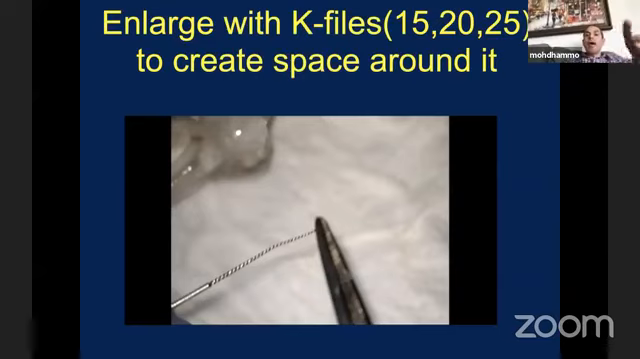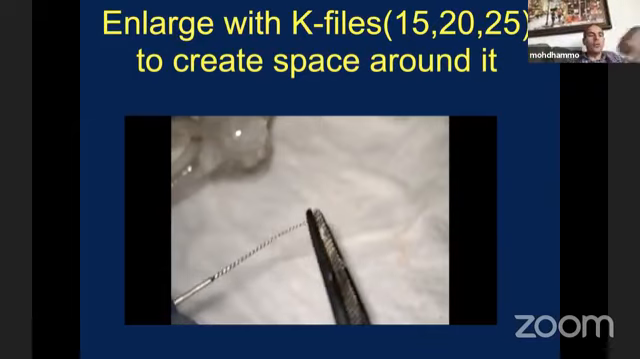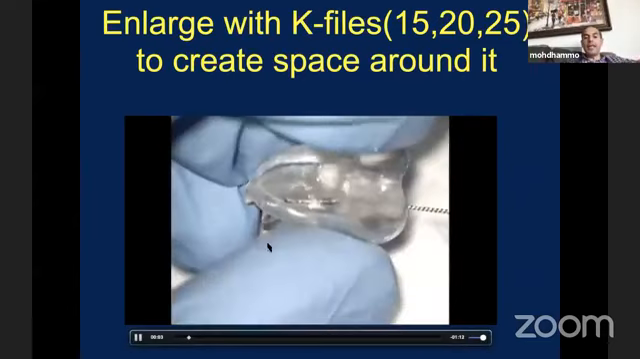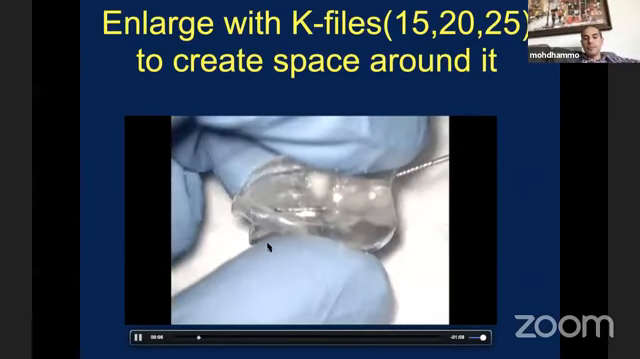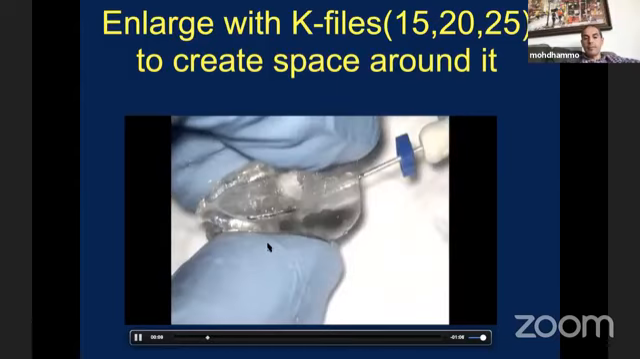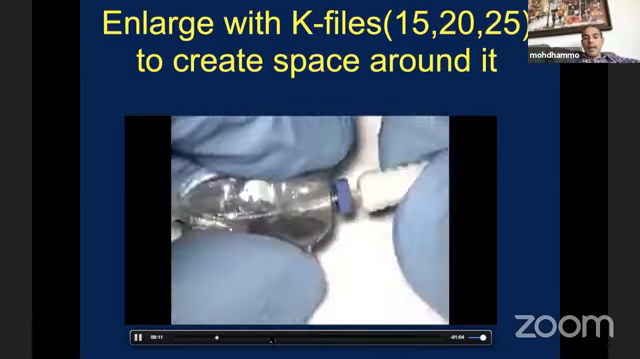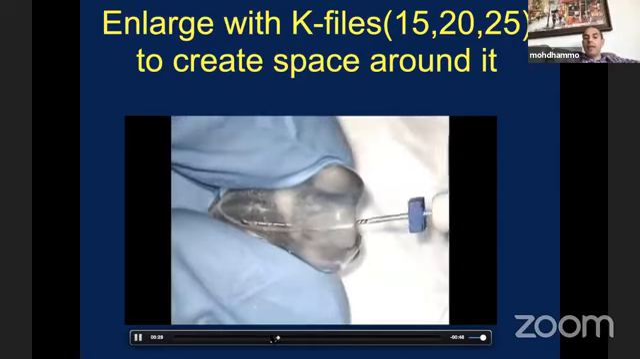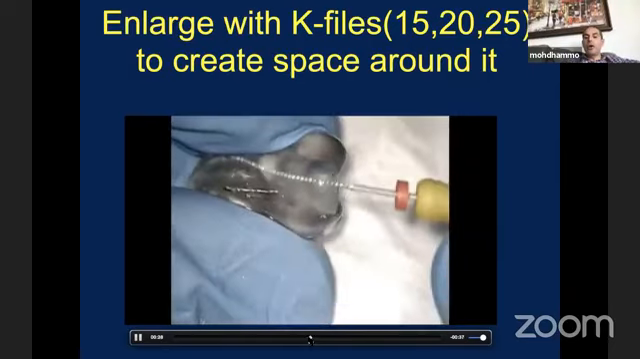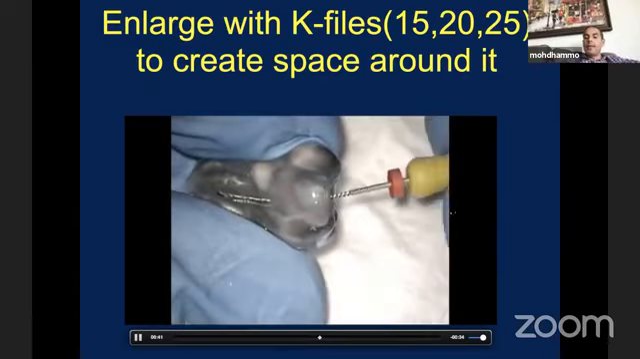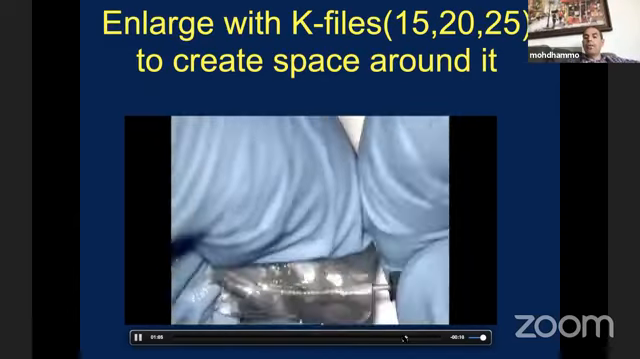Next, now I will continue with the manual files because it's a manual game. I will go with the K file 15, then 20, then 25 till they become super loose. Between them, I will check the patency with the K file number 10. So let's go. This is the K file 15. Then I will keep working with 15. Then I will go with the 20. Then I will go with the 25.